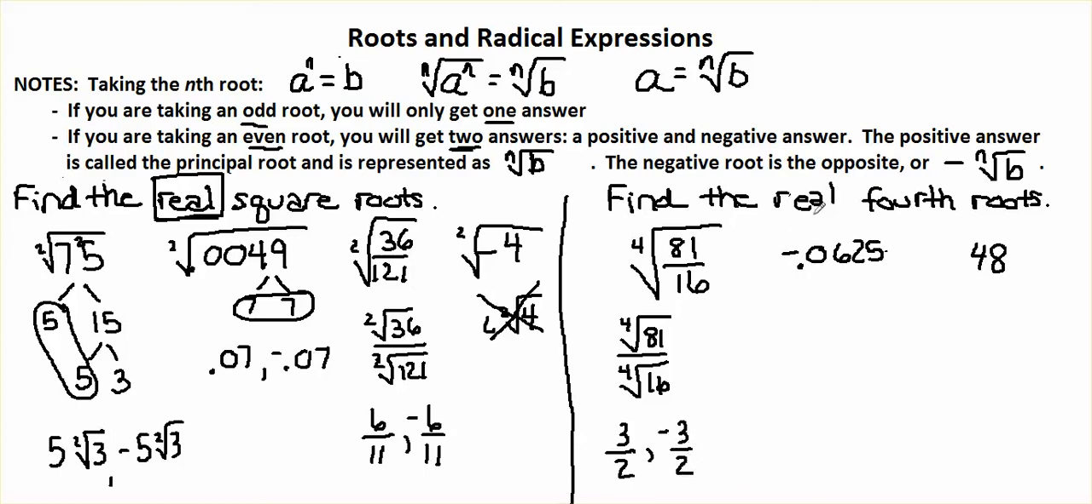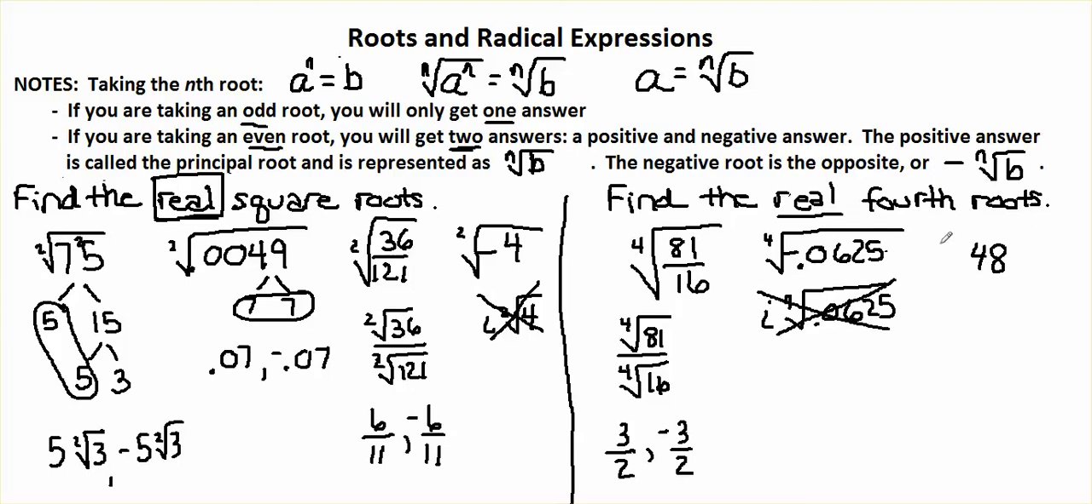Alright, so now let's take the 4th root of negative 0.0625. And we learned over here for this example that if we have a negative under an even root, we need to pull an i out, and we are left with just the positive number underneath. Okay, but we are only being asked for the real roots, not the complex roots. So this is not a real root.